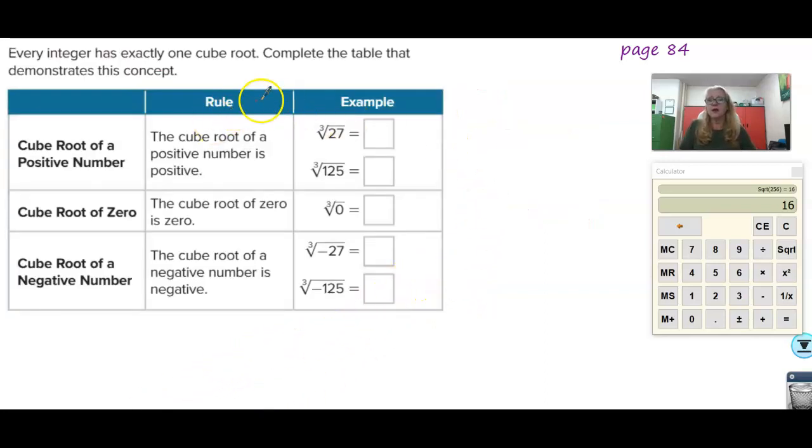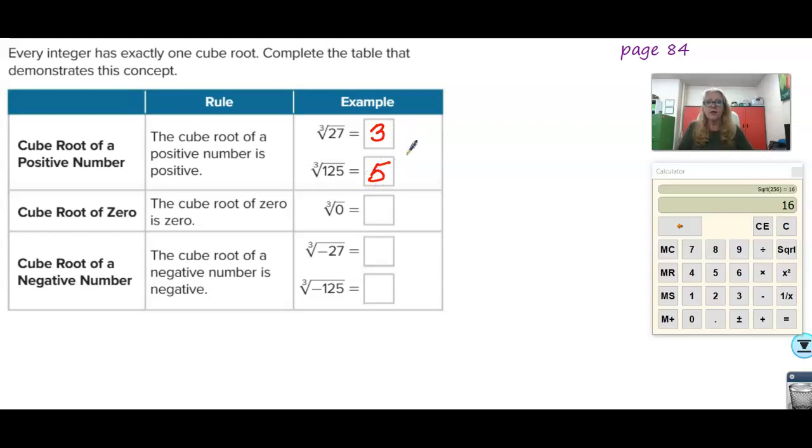All right, so every integer has exactly 1 cube root. Complete the table that demonstrates this concept. The cube root of a positive number is a positive number, because positive times positive times positive. So this would be positive 3, okay? The cube root of 125, I think, is 5. Yeah, is 5.